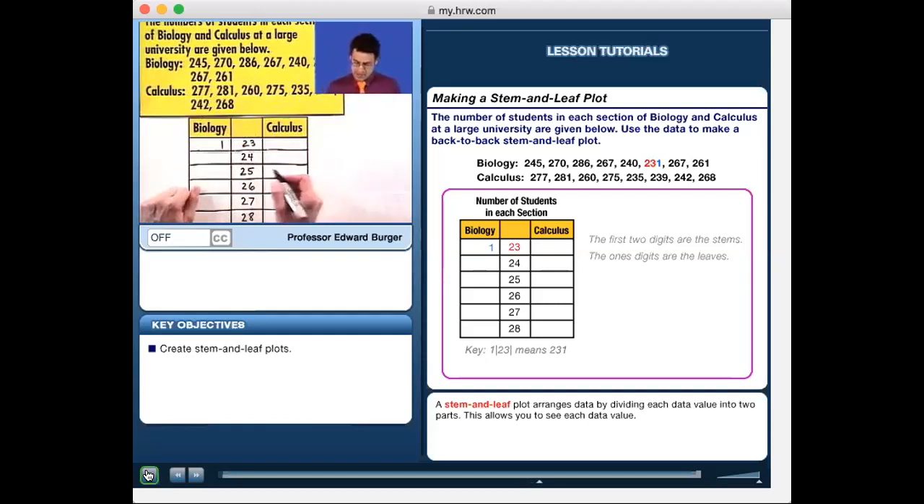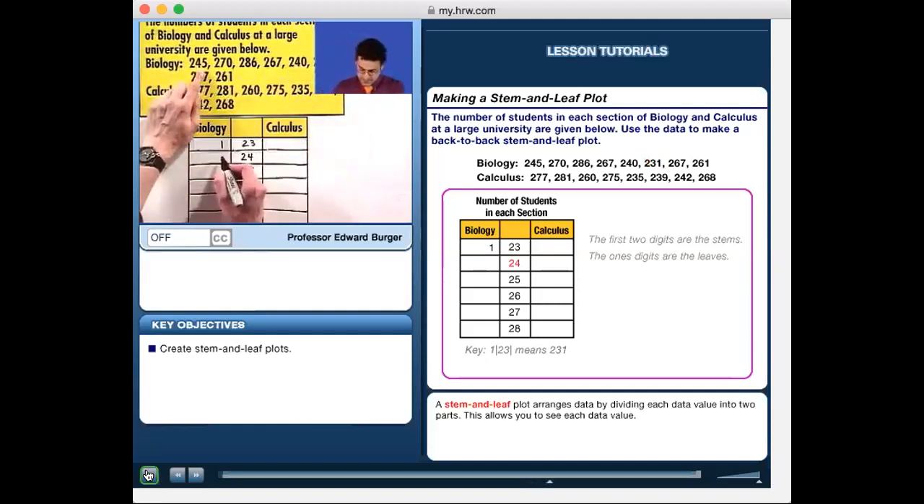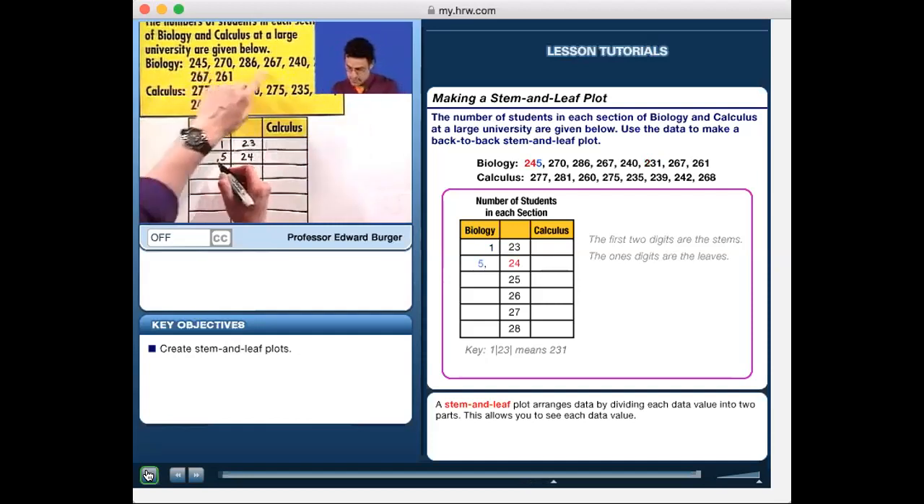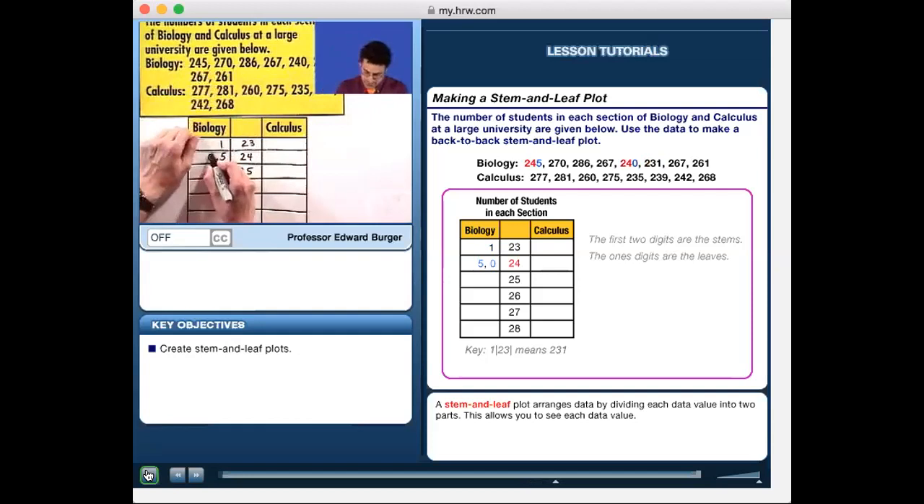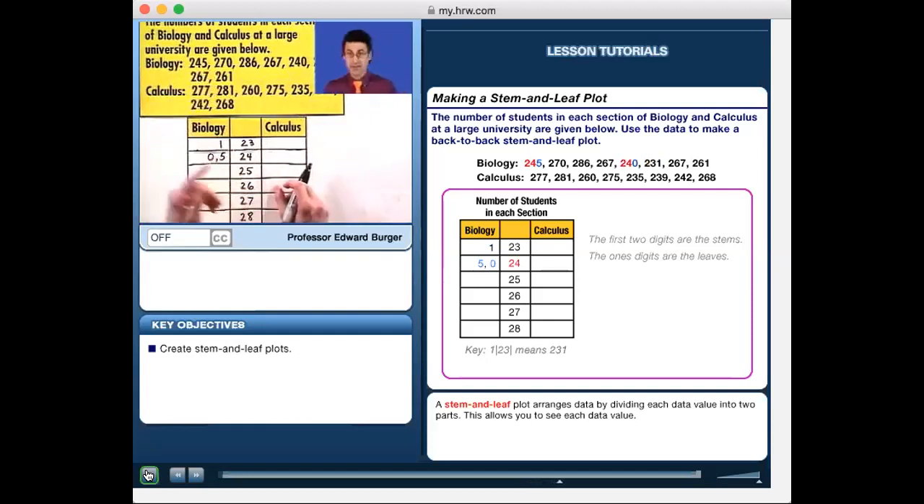What about 240 something? 240, there's 1, 2, and that's it. So I'm seeing that 1 ends in a 5, and 1 ends in a 0. So again, what does that mean? It means we have 245, 240. You get the idea now.